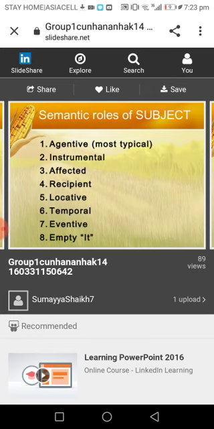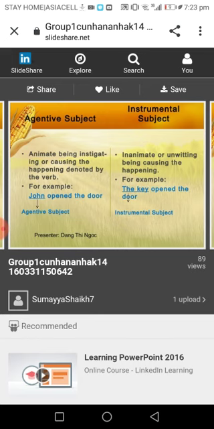So let's start with the first one, which is agent. We know that agent refers to the subject who does the action, who causes the action described by the verb in a sentence. So the question is, does it deal only with the human being? Of course not. The answer is no. It deals with the human being as well as the non-human being. That means with the living and non-living thing.